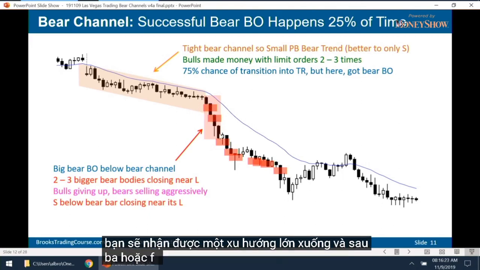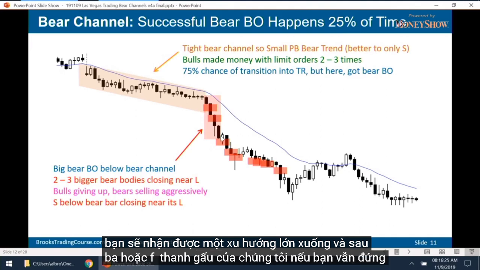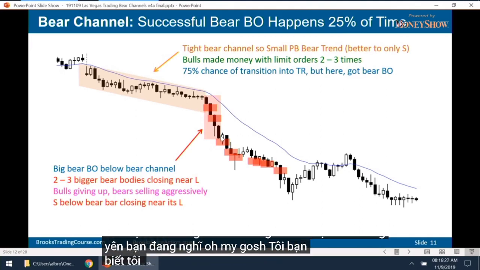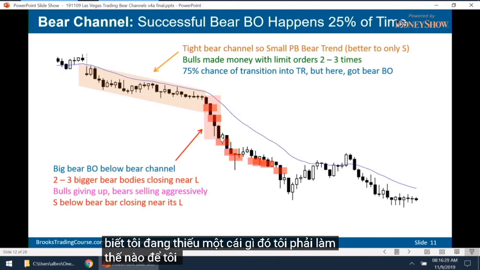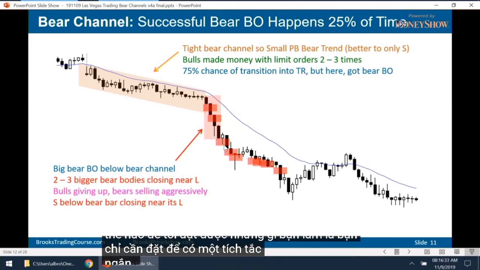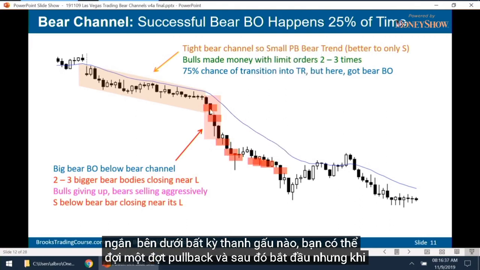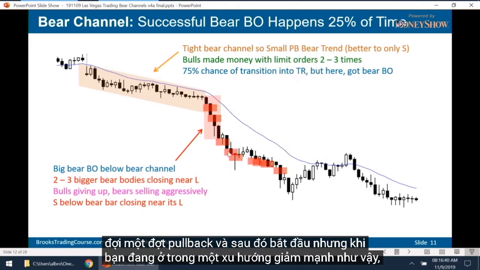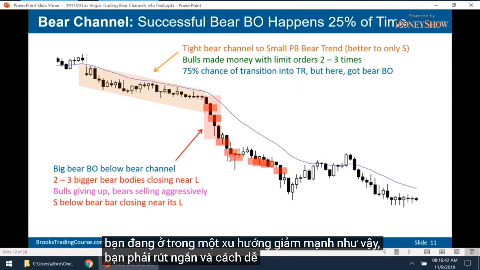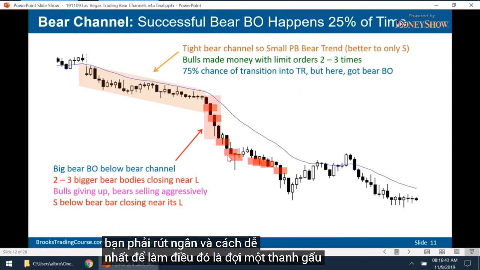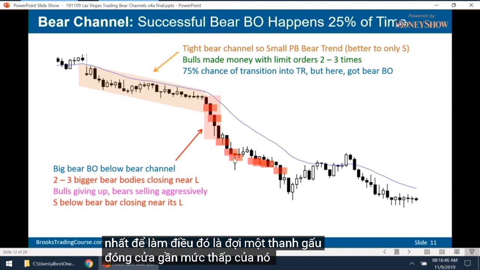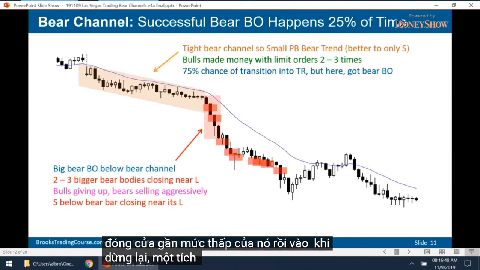And after 3 or 4 bear bars, if you're still flat, you're thinking, oh my gosh, I'm missing something. What do I do? How do I get in? What you do is you simply place an order to go short 1 tick below any bear bar. You could wait for a pullback and then start. But when you're in a strong bear trend like that, you have to get short. And the easiest way to do it is wait for a bear bar closing near its low, and then enter on a stop 1 tick below the bear bar.